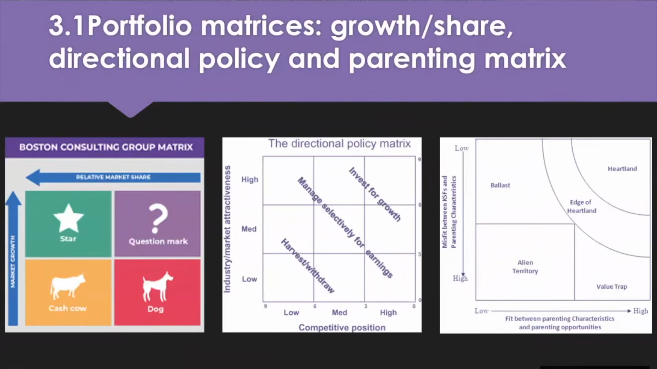We're now going to look at some of the portfolio matrices from the growth share, directional policy, and parenting matrix. So the very first one on the left is the Boston matrix, the BCG, Boston Consulting Group matrix. This is a portfolio technique to help managers balance the flow of cash resources among the businesses within the organization's portfolio. So it helps to identify basic strategy purpose for each business within its portfolio. So on the left-hand side, you've got market growth, and at the top going across, you've got the market share.